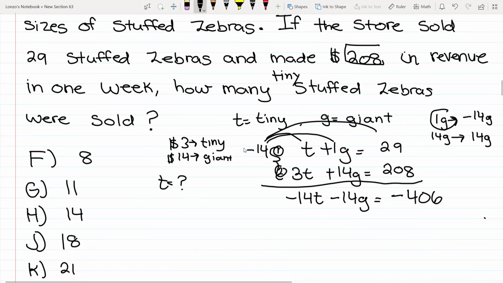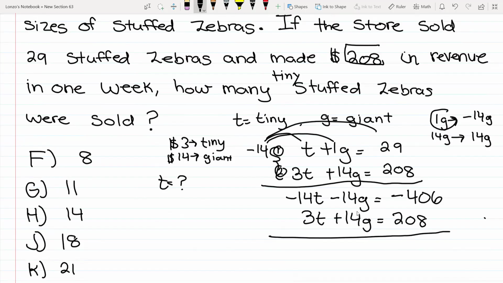And then on the bottom, it's going to be 3t plus 14g equals 208. Okay, horizontal line. Add them up vertically, negative 14g plus 14g cancels. Negative 14 plus 3 is negative 11t. And then negative 406 plus 208 is negative 198.